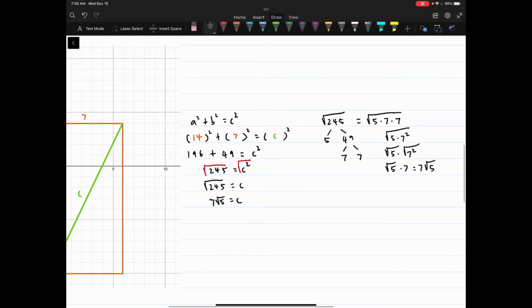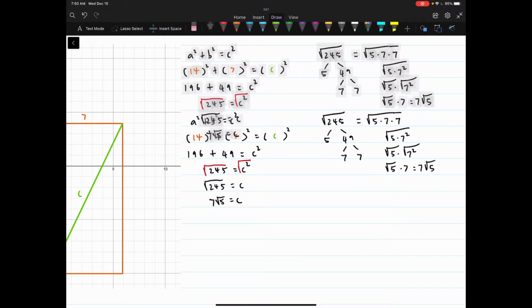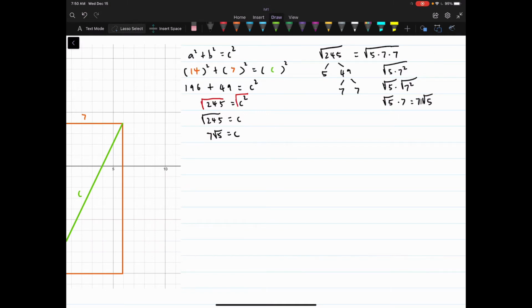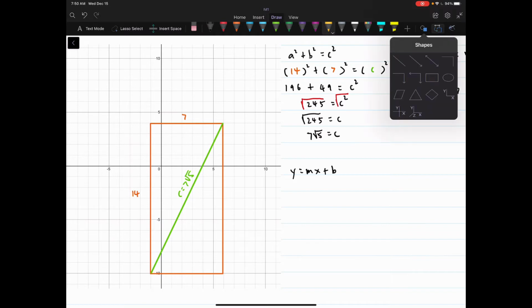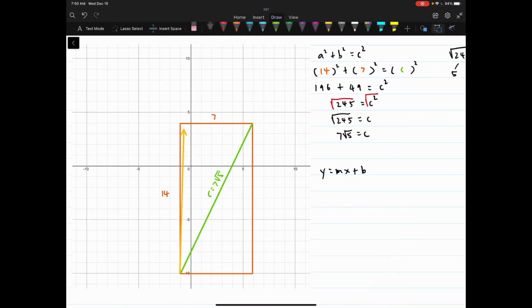Okay, so I'm going to bring this a little bit up here so we can take a look at the linear equation now. So we just found the length of the hypotenuse, or the length of this line, which is 7 square root of 5. So I can just write 7 square root of 5 is the length. Now, we're going to write the linear equation. So it's going to be y is equal to mx plus b. So let's do 14. So rise is 14. Positive 14, right? Because it's going up. So that's going to be positive 14.